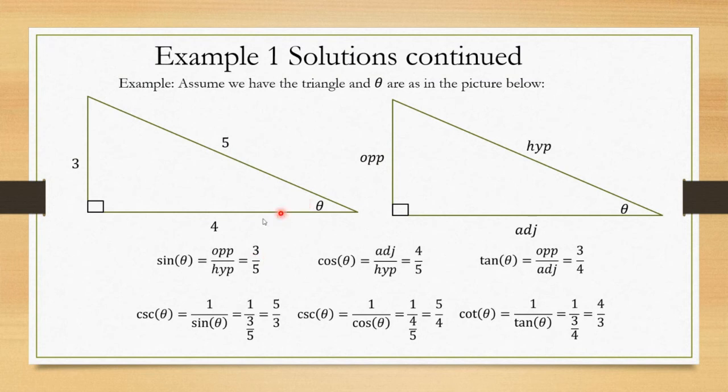Cosine of theta, that's adjacent over hypotenuse, right? So that's 4 divided by 5. 4 is the side adjacent to theta. 5 is the hypotenuse, so again, we get this. And again, by SOHCAHTOA, tangent of theta is opposite over adjacent. So tangent of theta is 3 divided by 4. Opposite theta, adjacent to theta.